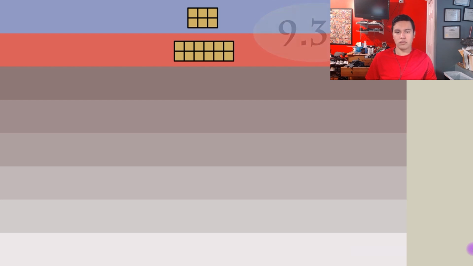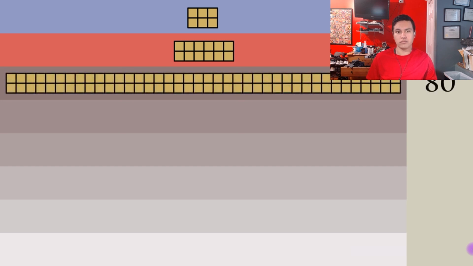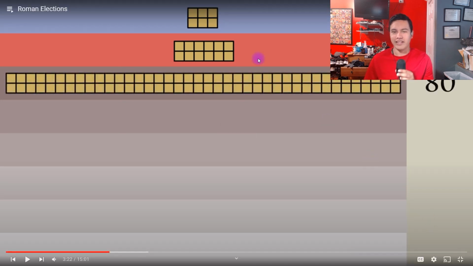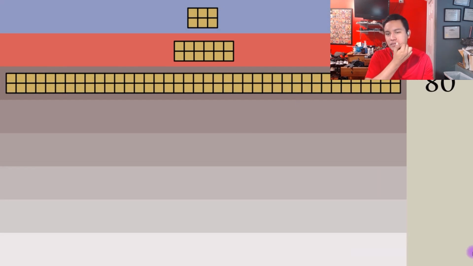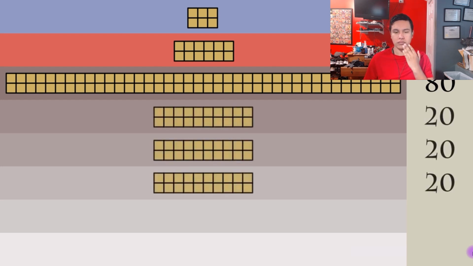Now we finally get to normal Roman citizens. This group consisted of the wealthiest non-aristocrats in Rome, and is called the first class. Think the top 1%. Rich, but otherwise normal people. This class was allotted an overwhelming 80 blocks. From here, the wealth threshold decreased predictably. The second class, the third class, and the fourth class were each allotted 20 blocks.